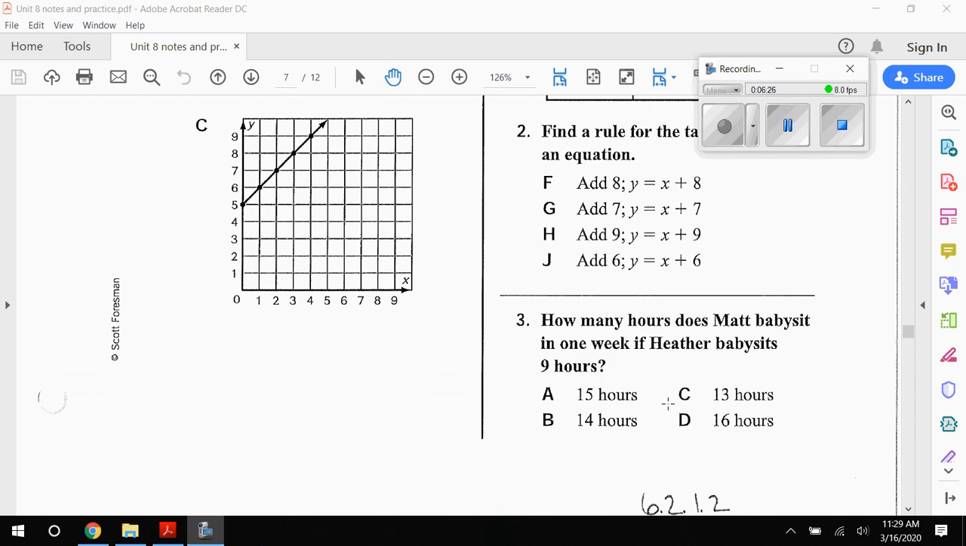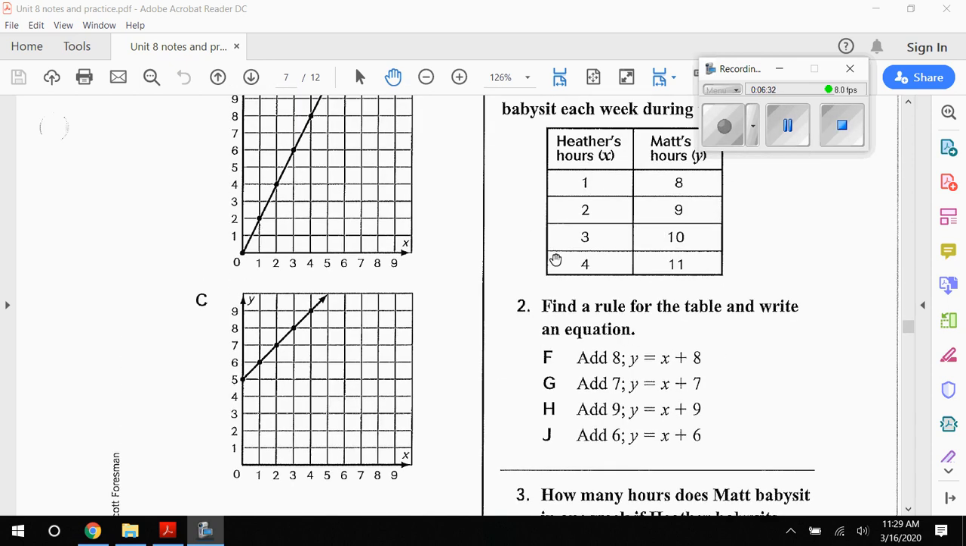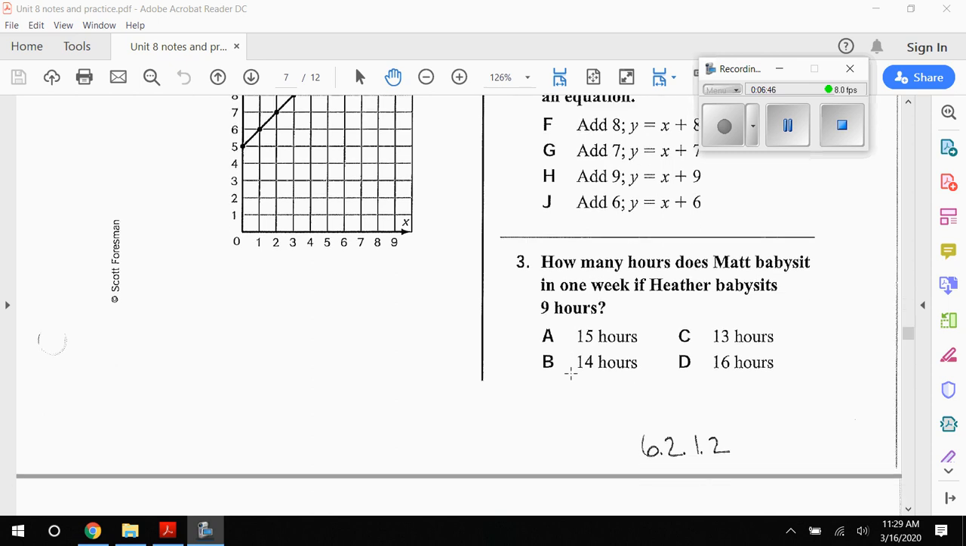Number 3, how many hours does Matt babysit in 1 week if Heather babysits 9? So we have this rule, right? We just said, well, plus 7. So Heather babysits 9. Well, what's 9 plus 7? That's going to give you your final answer, okay? So that's page 6 for us.